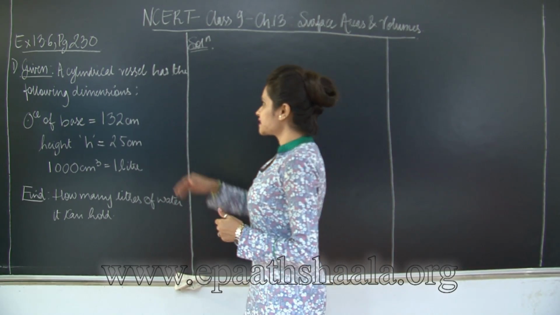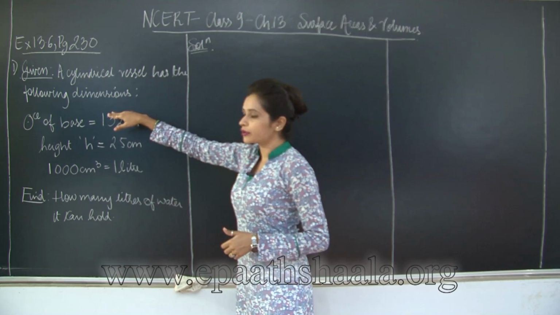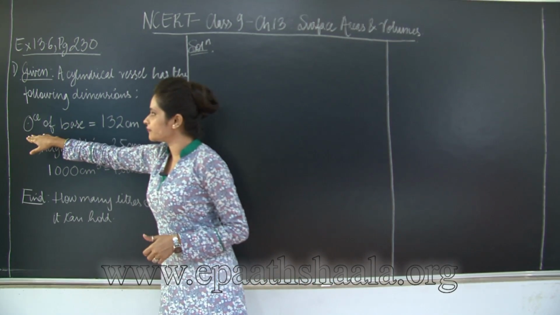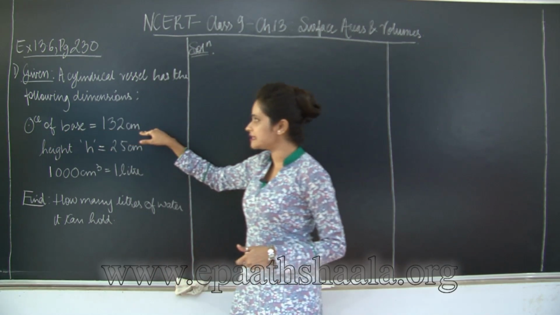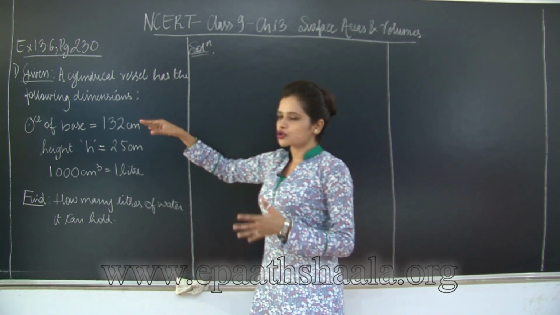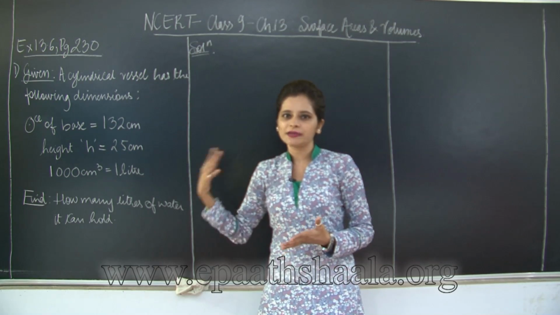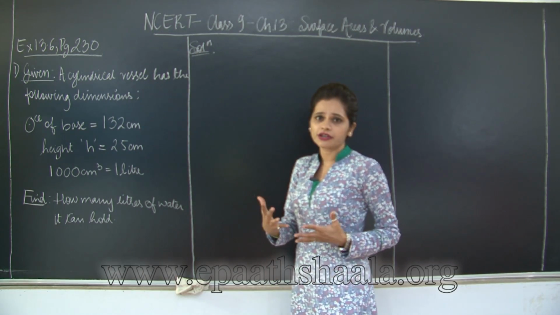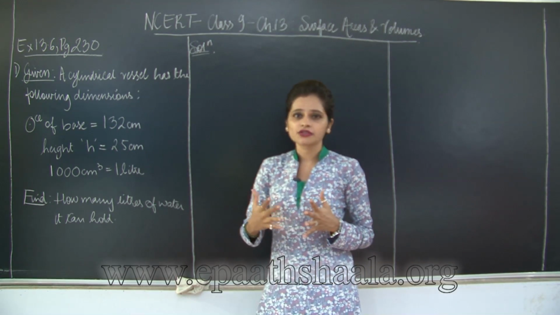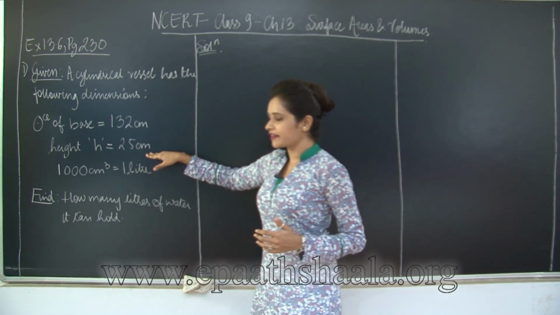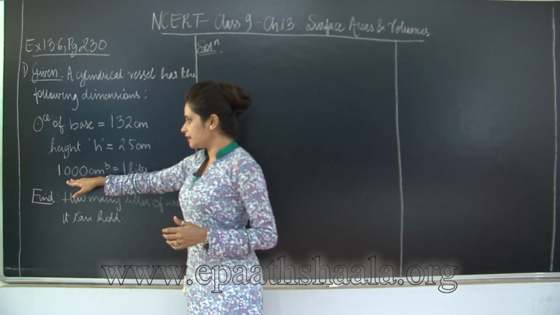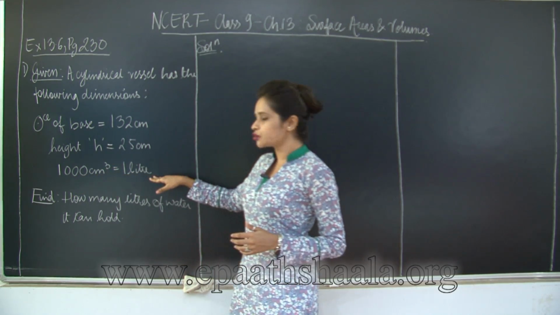It states that the cylindrical vessel has the following dimensions. This stands for circumference, where I've just drawn a circle with a dot and CE. So circumference of base is 132 centimeters. Since we are saying circumference of the base, the base is going to be circular. Obviously, we're talking about a right circular cylinder. The height is 25 centimeters and it's been given that 1000 centimeter cubes is equal to 1 liter.